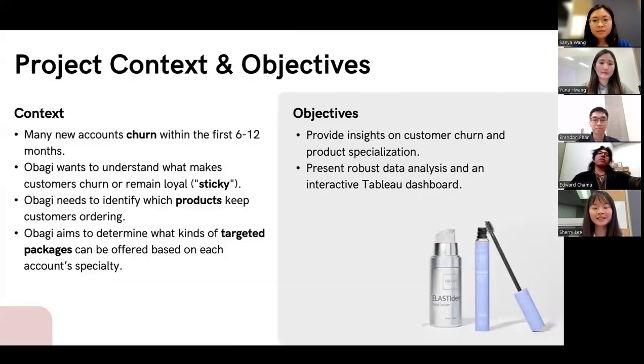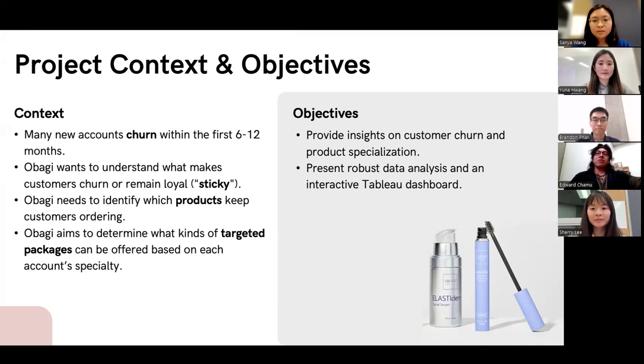Our project with Obagi centers around the fact that for Obagi, opening a new account costs more than retaining an existing account, which leads to too many new accounts that churn within the first 6 to 12 months. Given this context, Obagi would like us to find out what factors influence accounts to either churn or remain sticky. This is in reference to Obagi's terminology.